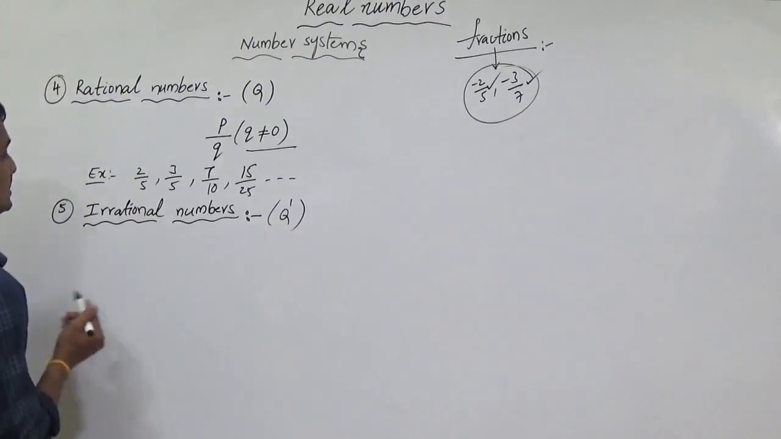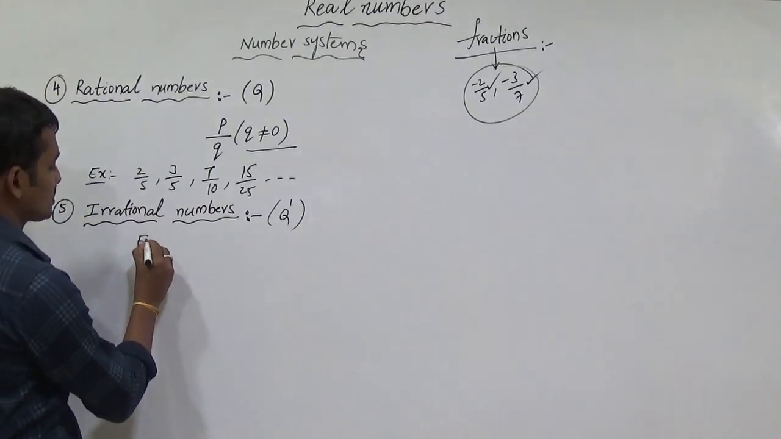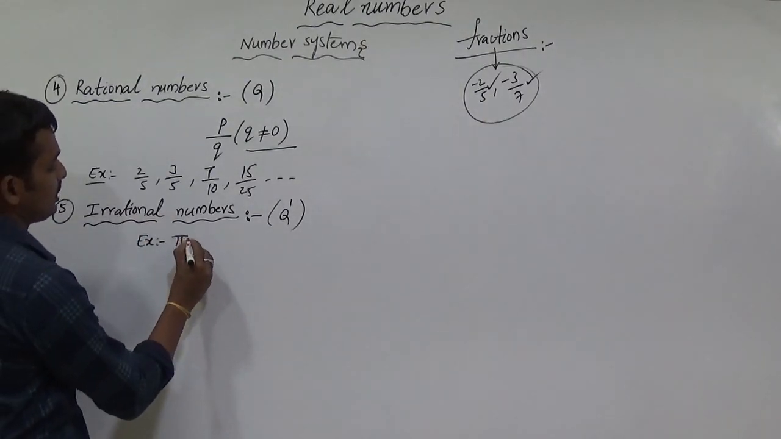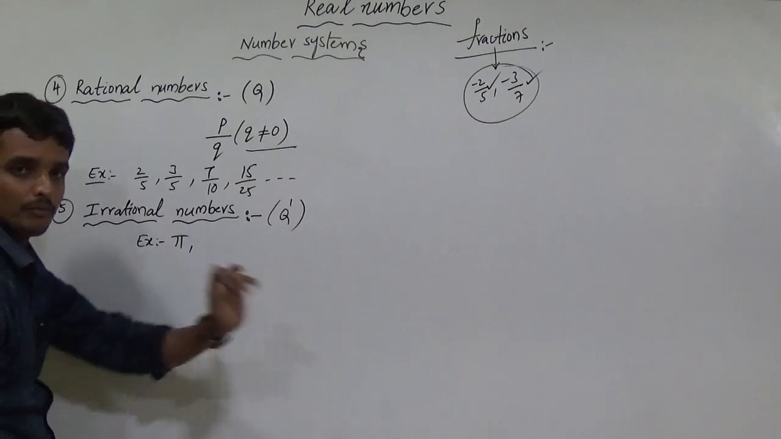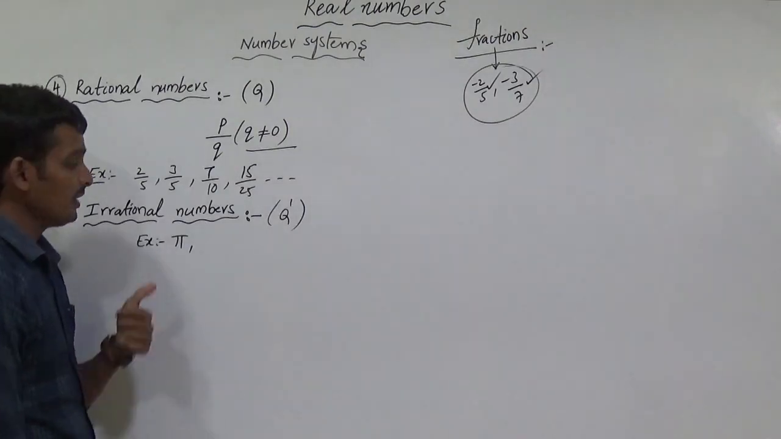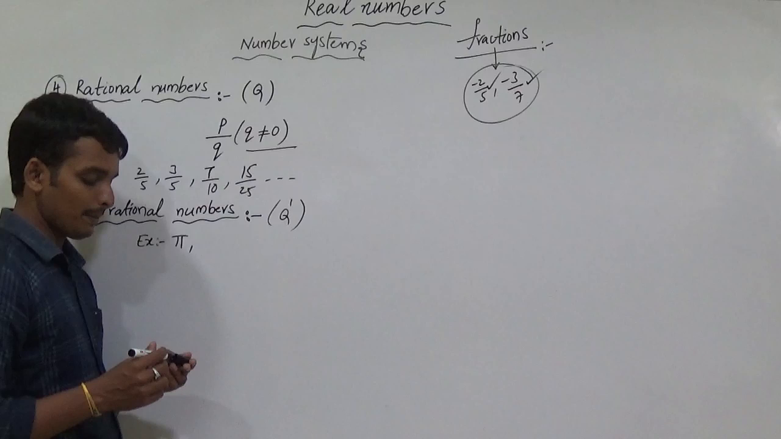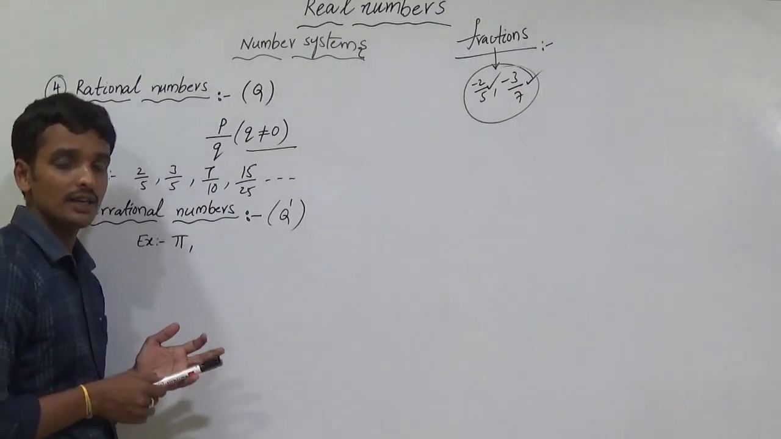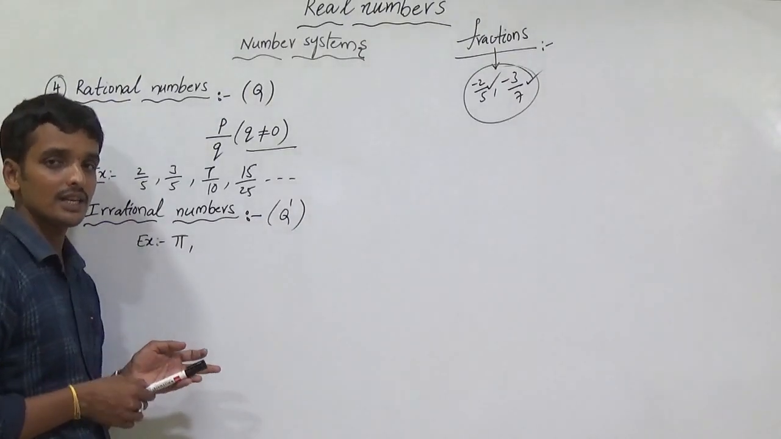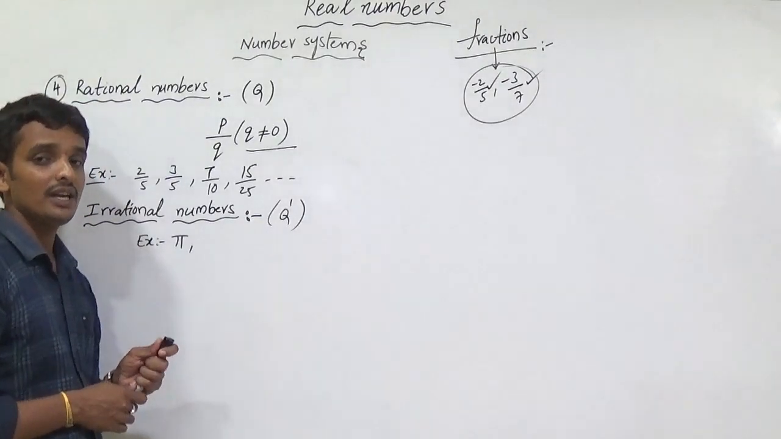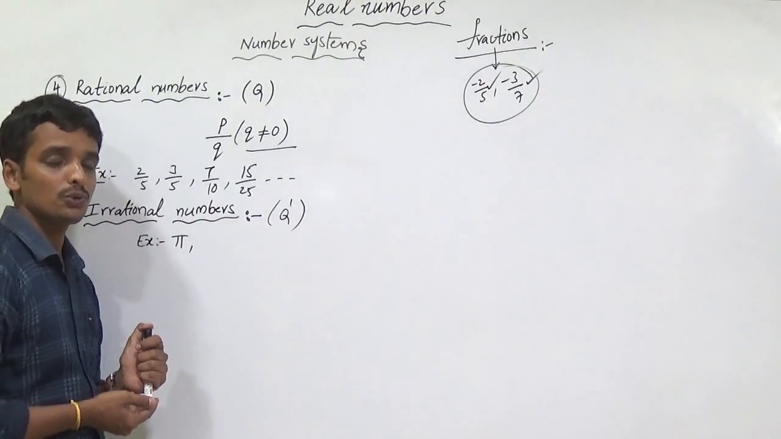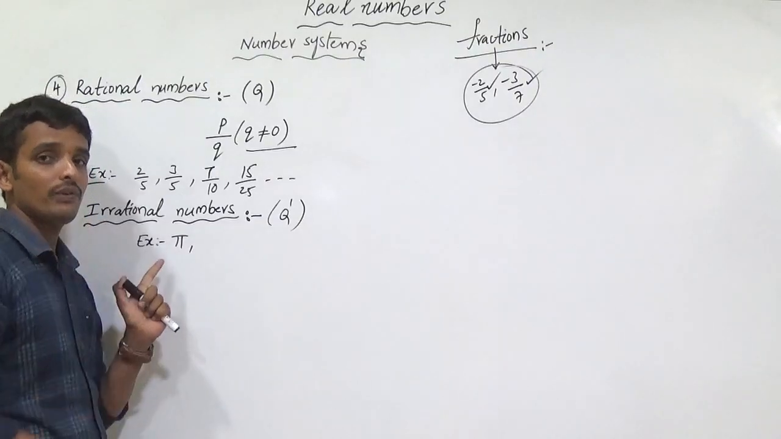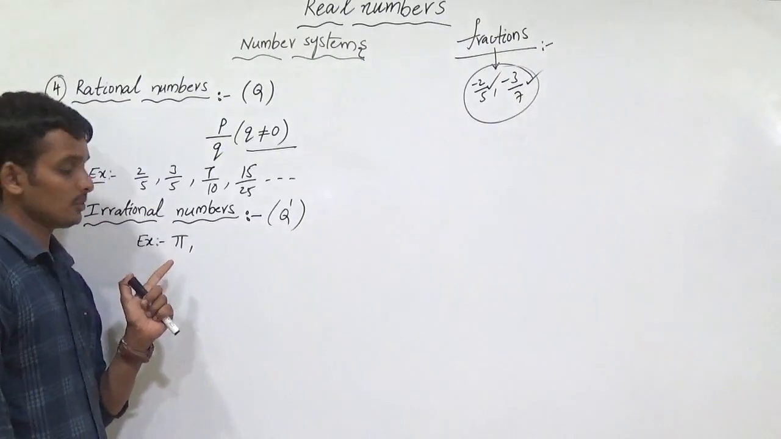What are the examples of irrational numbers? Be careful, students, write the notes carefully. I am writing examples of irrational numbers. I am writing one symbol. What is the symbol? Pi. Where do we use the symbol pi? We use pi for finding the area and circumference of a circle, and the volume, total surface area and lateral surface area of 3D shapes like cylinder, cone, sphere and hemisphere. So this is pi.